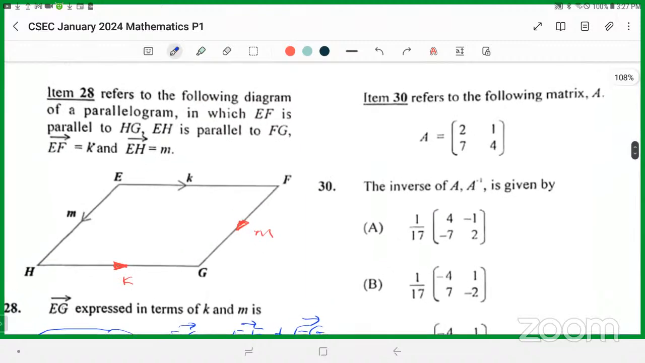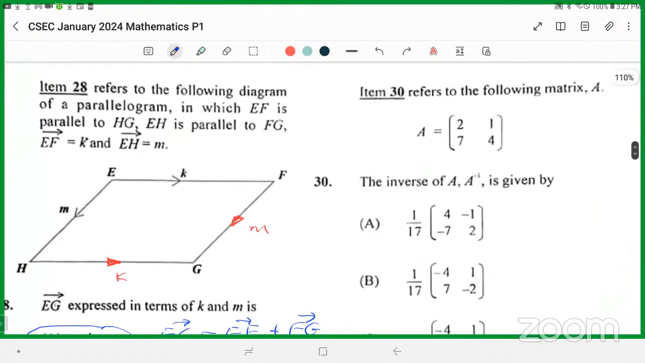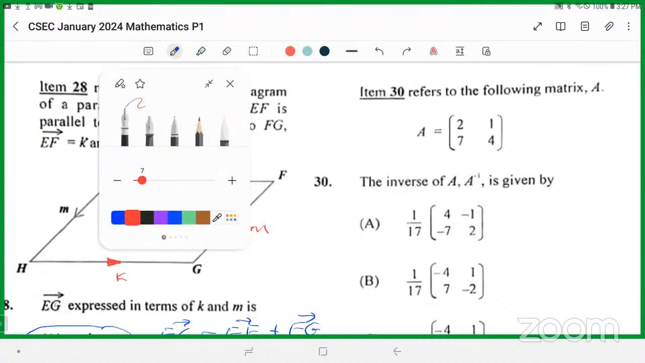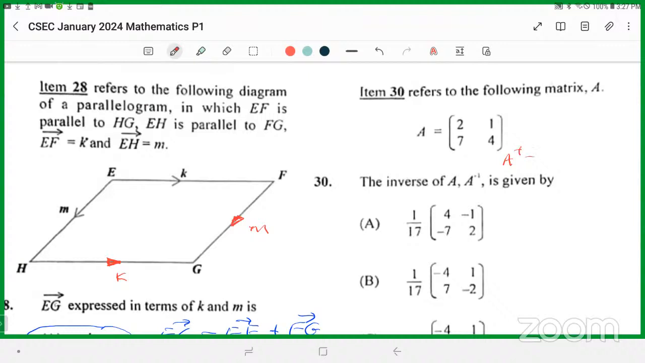This one says, this question refers to matrix A. It wants us to find the inverse. See, even a multiple choice asks for the inverse. Remember, what is the inverse? The inverse, A to the minus 1, is 1 over the determinant multiplied by the adjoint. All right. So the question is, what is the determinant to put on here? Let's work it out in blue.